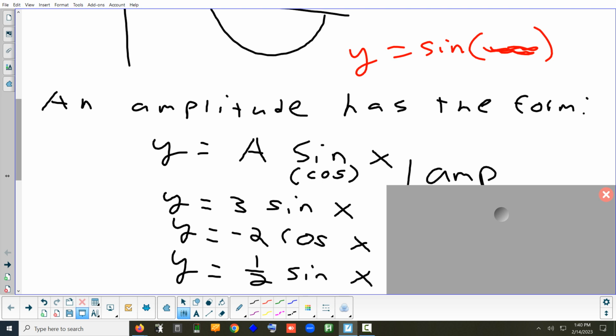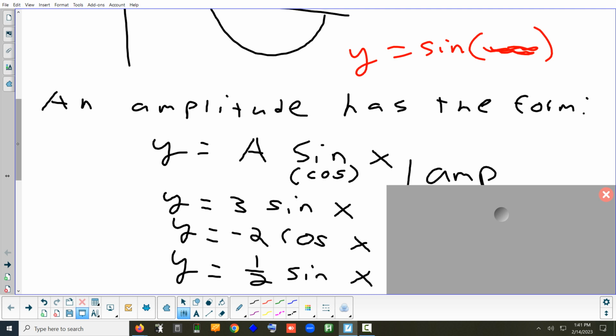An amplitude change is when you multiply by a number in front of the function. Just like we saw with vertical stretches when we did other functions. This is a vertical stretch. The bigger you make the number in front, the bigger the stretch you get. The smaller you make the number, the more compressed it gets. And if you put a negative in front with the number, now you've got two things happening.